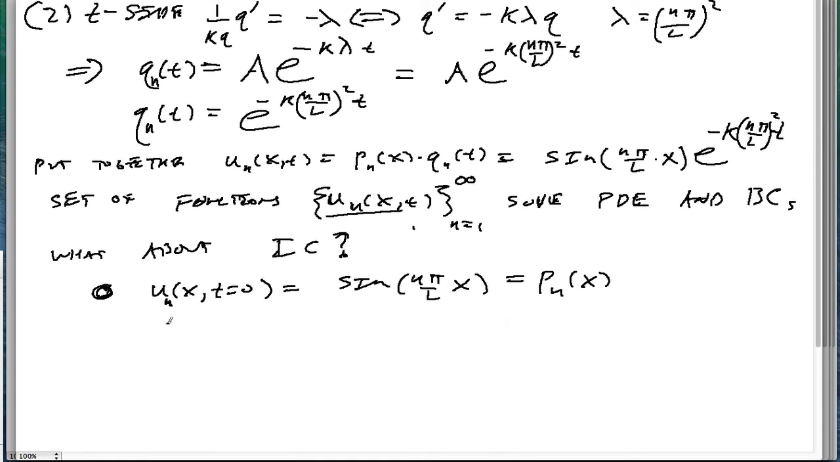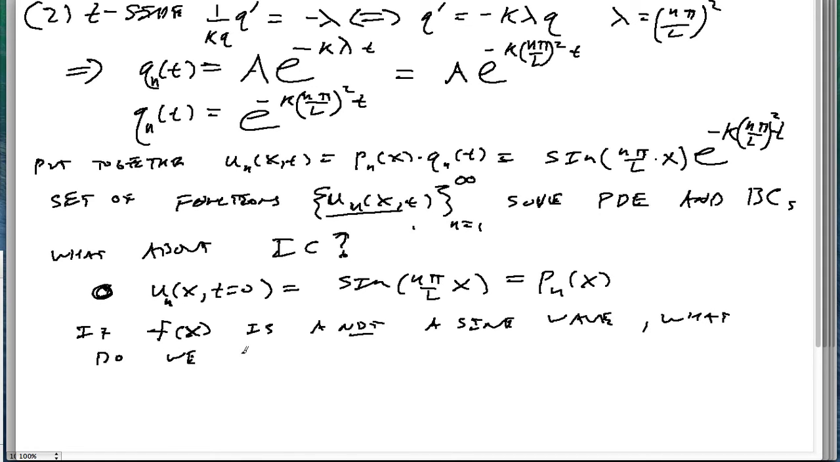All right, so f(x), remember f(x) was given to us in the problem. f(x) may not be a sine wave. If f is not a sine wave, what do we do? Are we out of luck? I mean, clearly these are nice solutions. If our initial condition is one of these sine waves, then we're fine, right? We have a nice solution for it.